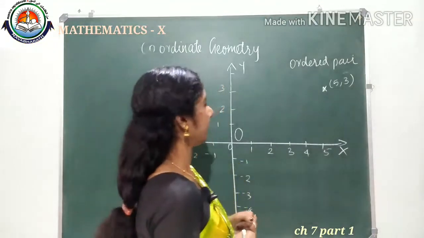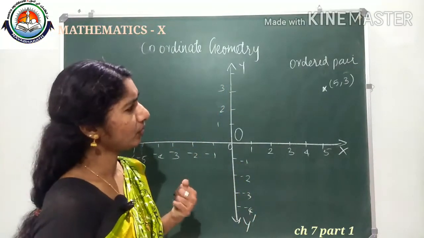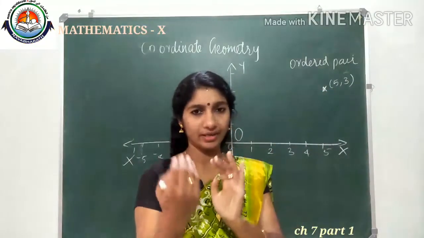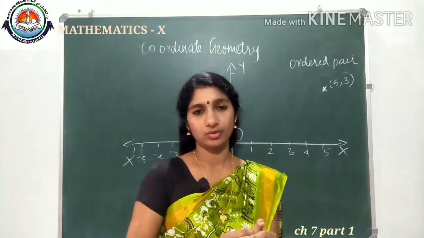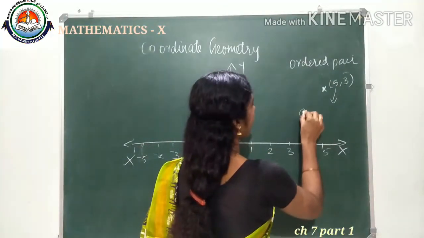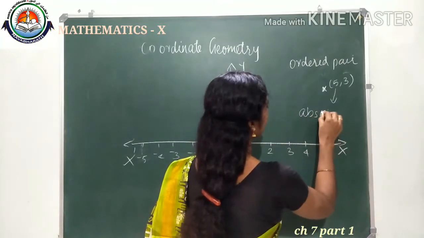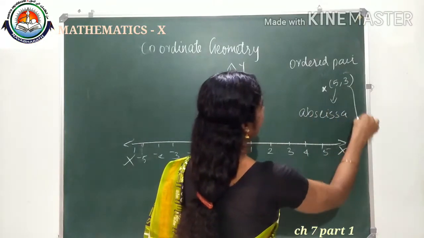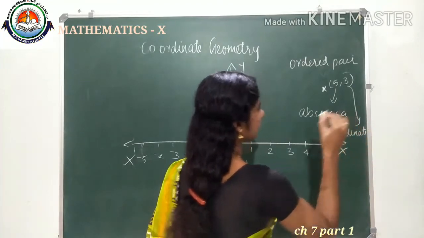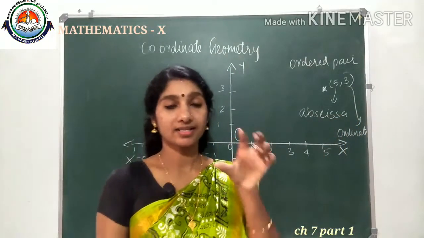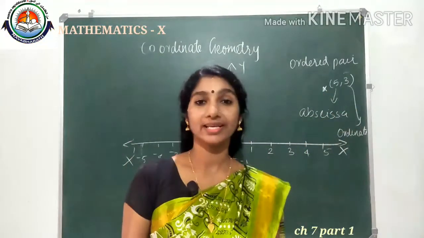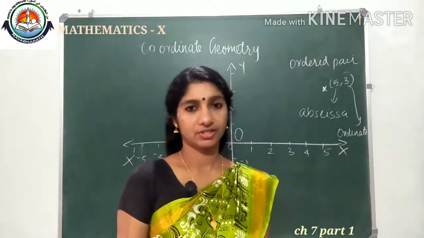In that ordered pair form we will mark the points. You know, in the bracket, one number, comma, another number, in that way we write. The first number which is written, we call it abscissa, and the second one we call ordinate. The x coordinate we call abscissa and the y coordinate we call ordinate.